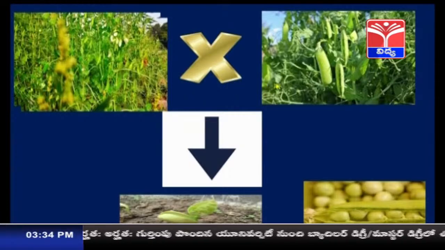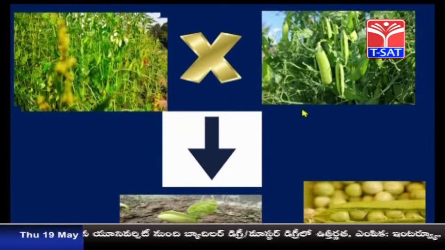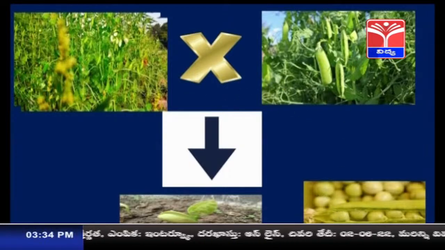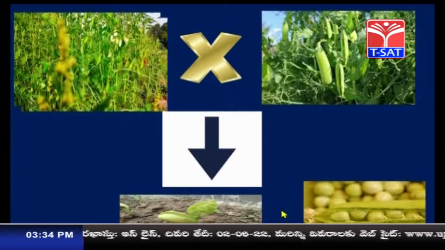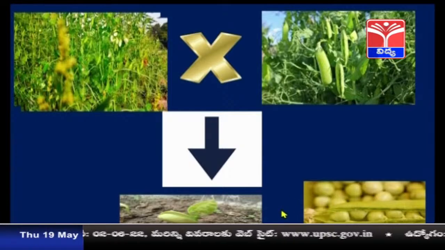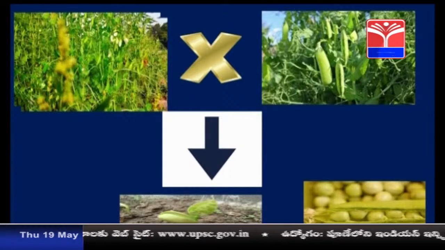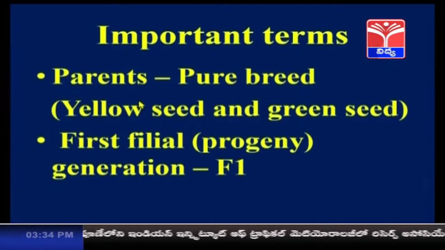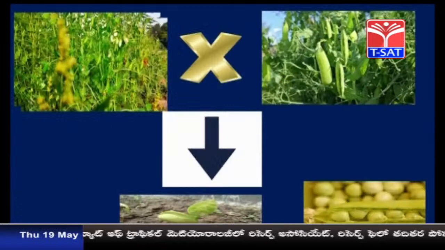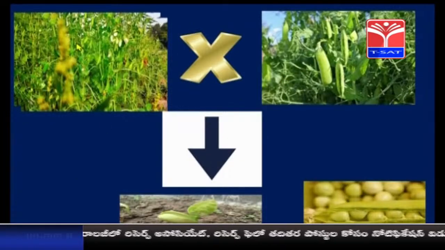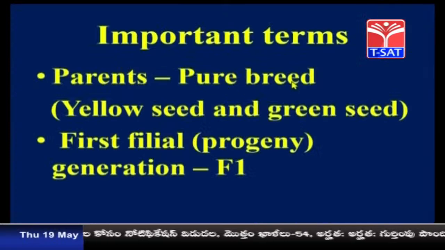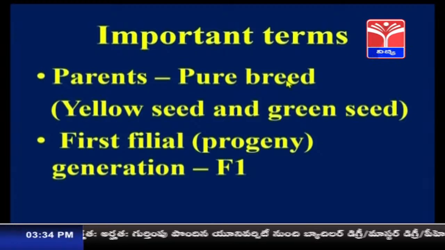When you are talking about the cross between 2 different plants with yellow seed and green seed, what color seed is actually achieved in the F1 generation in offsprings? It is yellow color seed. Again, let's talk about the important terms related to this particular breeding. So the pea plant that we have taken here is a pure plant, so we call it pure breed. When you say pure breed, we are talking about homozygous alleles, both the alleles are the same.